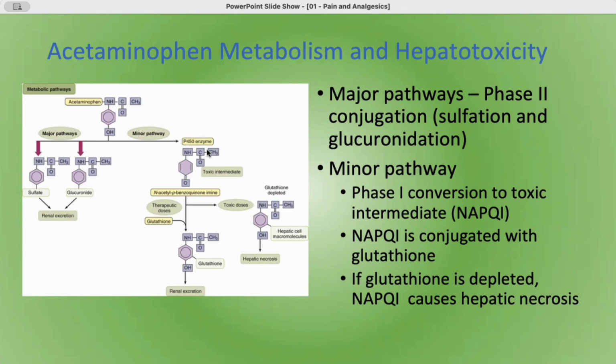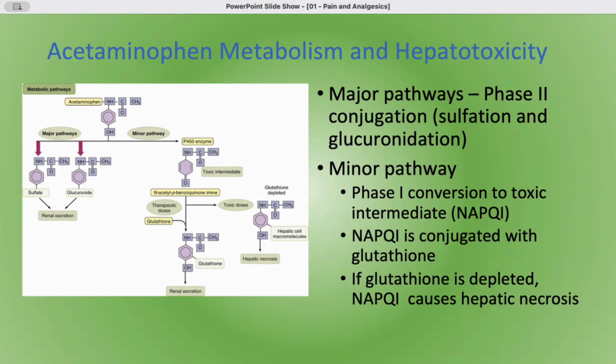Glutathione will serve to take this toxic phase 1 metabolite of acetaminophen and clear it from the body. Now, when you have too much acetaminophen on board, the conjugation pathway is overwhelmed, your glutathione conjugation pathway is overwhelmed, then you get this NAPQI toxic intermediate, which then wreaks all sorts of havoc on the liver, leading to hepatic necrosis.